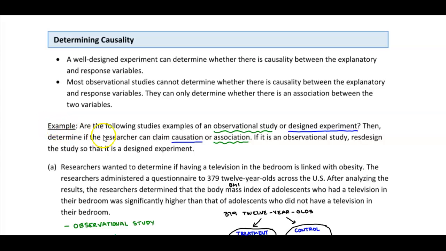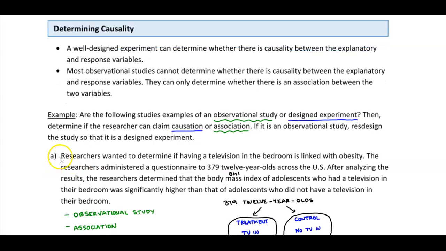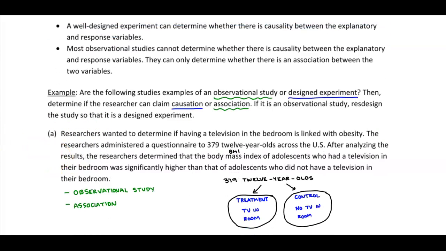So, for example, are the following studies examples of an observational study or a designed experiment? Then determine if the researcher can claim causation or association. If it is an observational study, redesign the study so that it is a designed experiment.